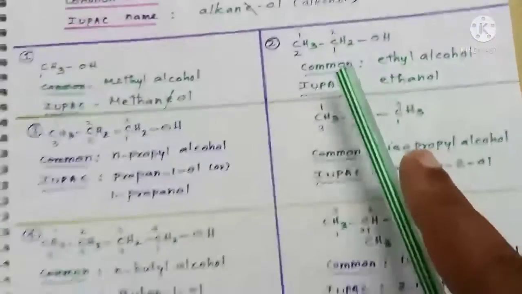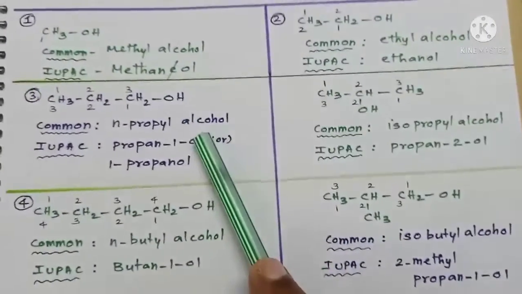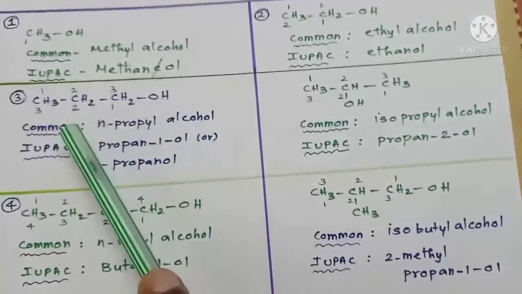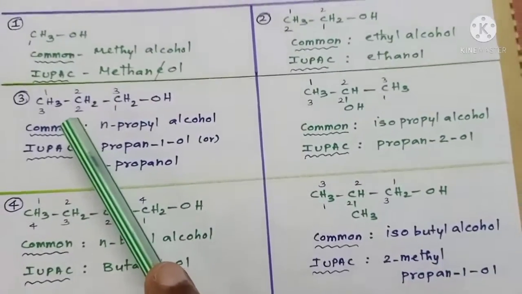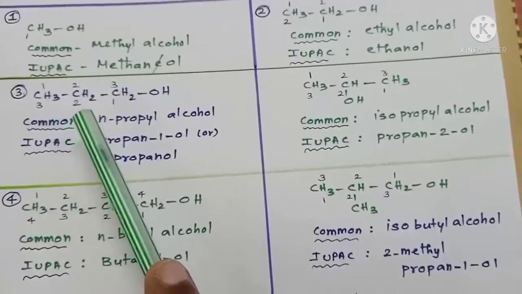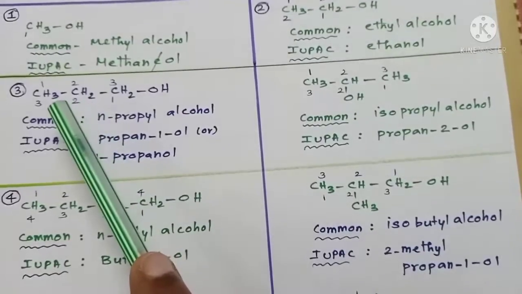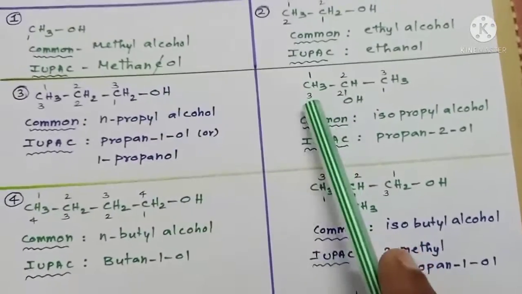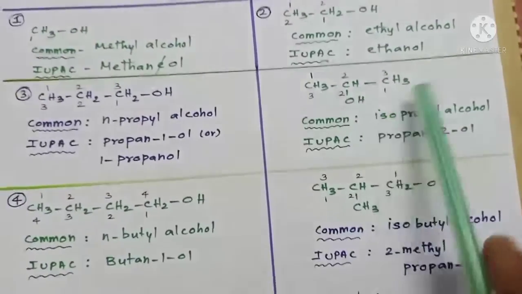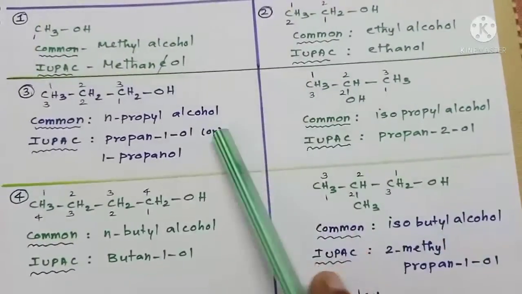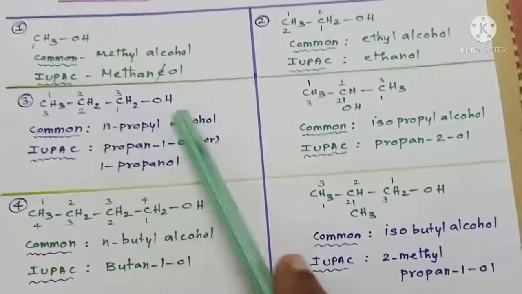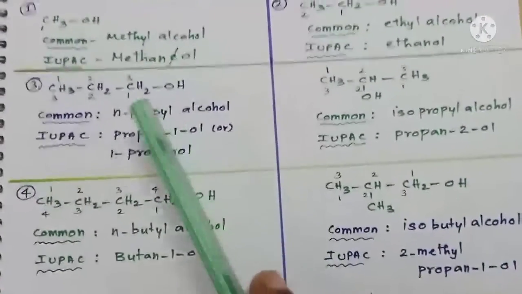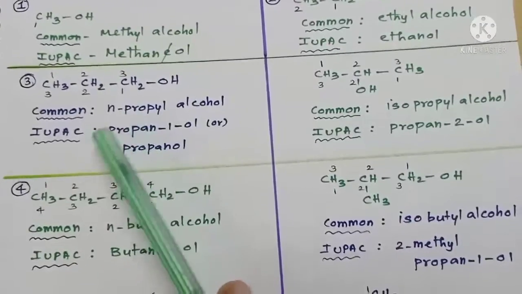Now we go to the third member of aliphatic alcohols, with three carbon atoms. Here we have two different compounds. The first one is CH3CH2CH2OH. The other one is CH3CHOHCH3. The difference between these two is that the first is an unbranched, linear compound, and the other is a branched one. First let us see the naming of the first one.